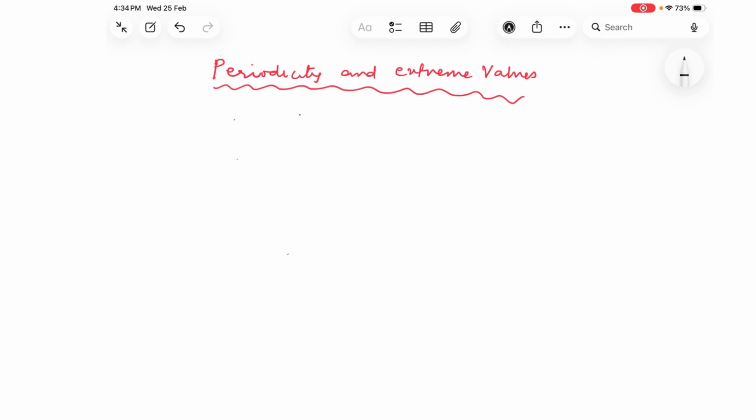Now in trigonometry there is a very important chapter, that is periodicity and extreme values. So the first point is, what is the meaning of periodic functions?